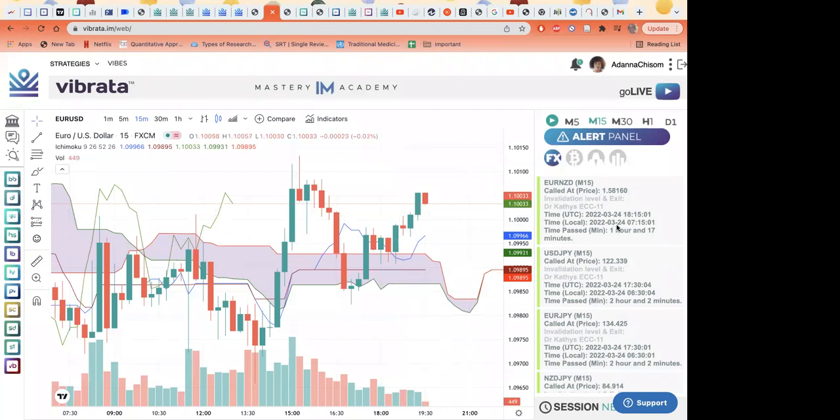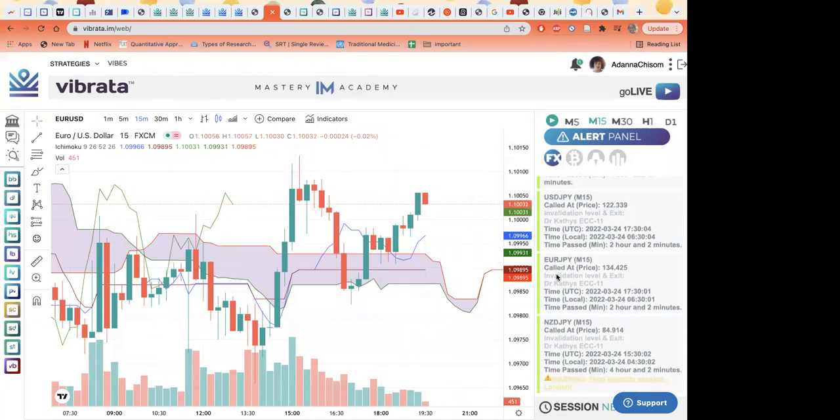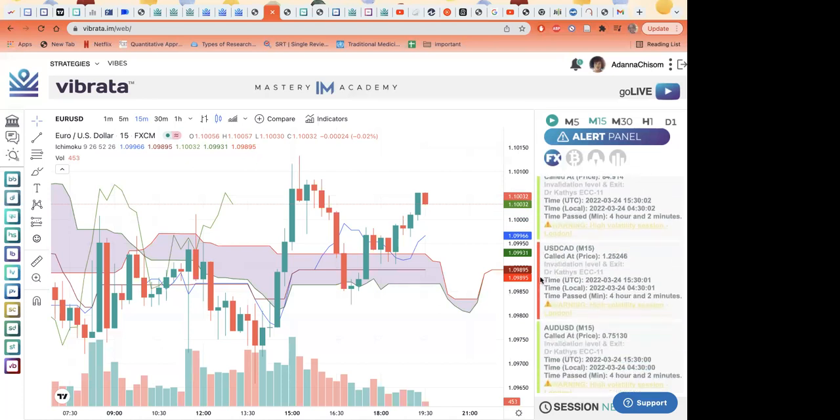Okay, so now let's look at this. Your trade idea was called, this is M15, right? This was 1 hour, 17 minutes ago. It's 2 hours, 2 minutes ago. The first thing you want to look at is this bar here. If the bar is a green bar, then we're looking at possible buy entries. If the bar is a red bar, like this one, we're looking at possible sell entries.